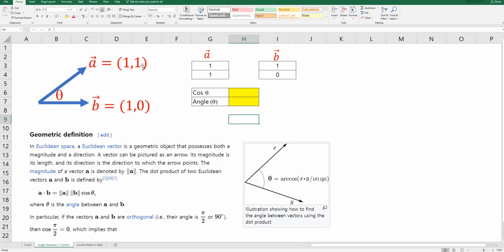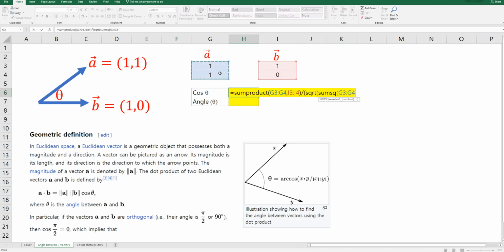So let's think about a very simple example. A vector has two components and B vector has two components. Then cosine theta can be calculated by the sum product of A vector and B vector divided by the square root of the sum of squares of vector A, which means the magnitude of vector A, times the square root of the sum of squares of vector B.